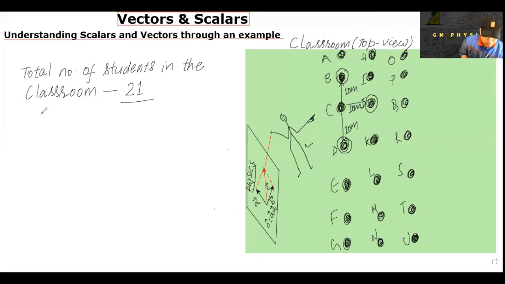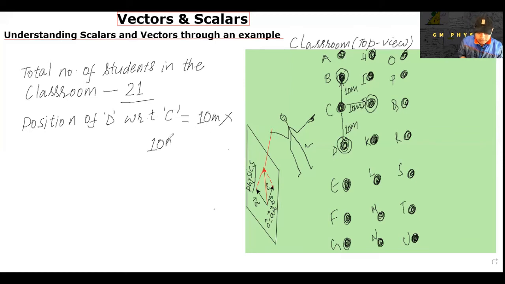So let's write the second question. The second question is the position of D with respect to C. And the answer to this question from C was 10 meters, which was not correct. It was wrong. When he says 10 meters to my left, meaning to the left of C, then it becomes a complete answer, an exact answer, right? Correct answer.